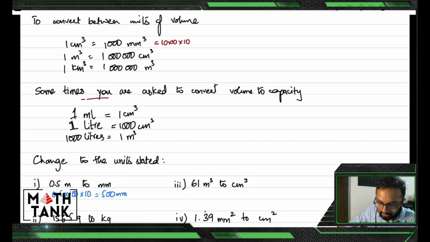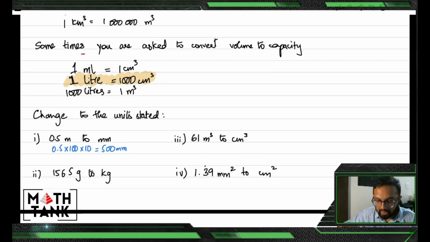That's how it was calculated. Sometimes you're asked to convert volume to capacity. So for example, I calculate the volume in centimeter cube or meter cube, and I ask you to convert it into liters. This is something that you have to remember, that 1 ml is 1 cm cube. So that makes 1 liter 1,000 cm cube. This is the most important conversion that I would ask you to remember for questions in mensuration later on. Also, 1,000 liters is 1 meter cube.